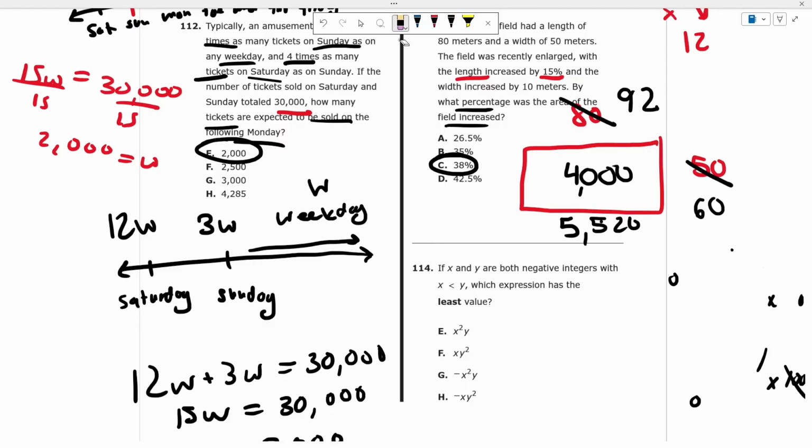That's how you find percent change. It was a pretty simple problem. Just follow the steps. First, find the old area, then find the new dimensions and find the new area, and just plug it into the percent change formula.